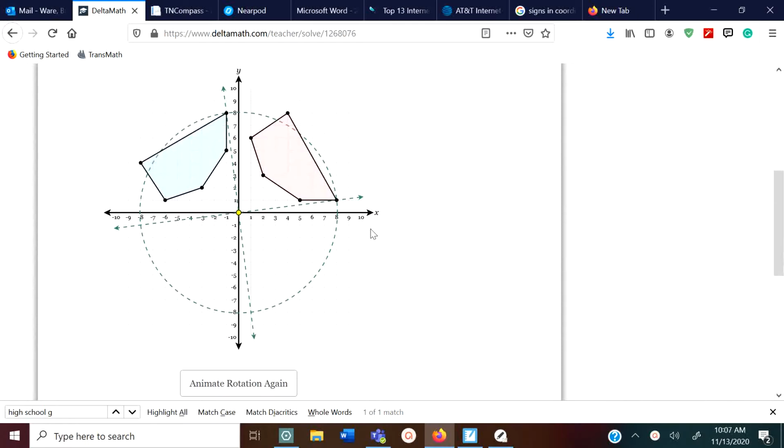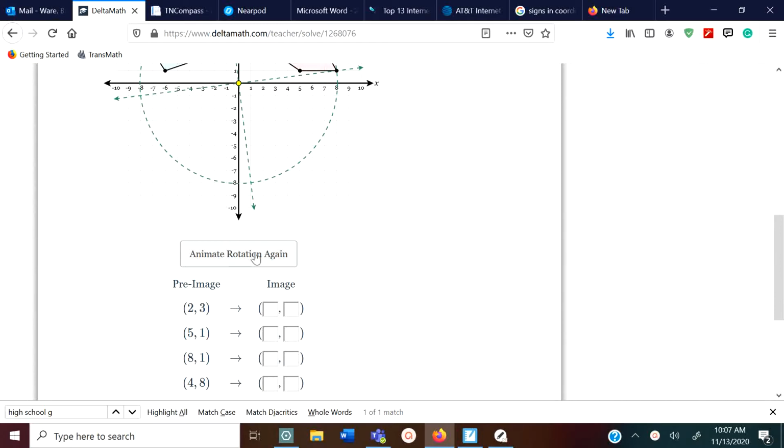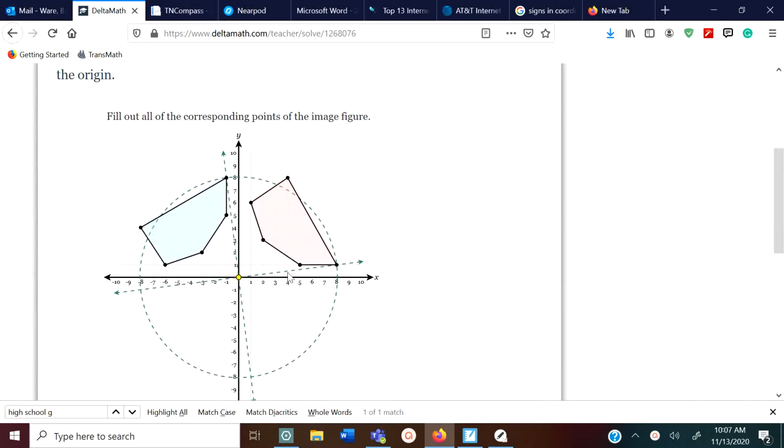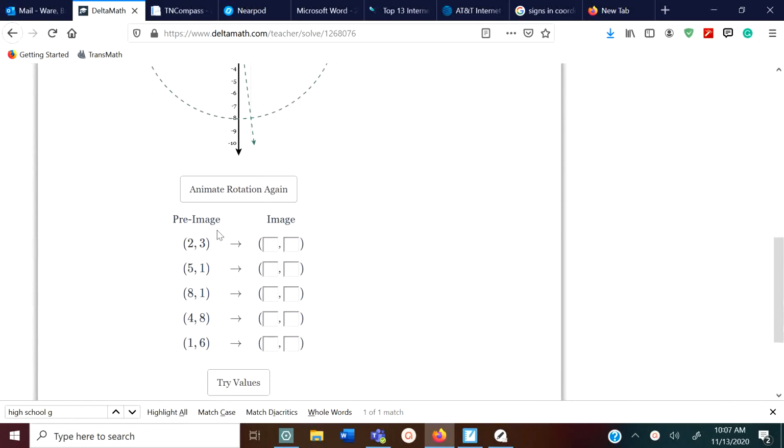Alright, and you can animate it again and show it again. But now we're almost done. All we need now is to take these points and know what the new points are. This is called the pre-image, the image that you have before you change it, and after you do it, it's called an image. So they give you the points of the pre-image, and they give you the points of the image. We've got to put those in. Now, that's when we go to the notes that I gave you.